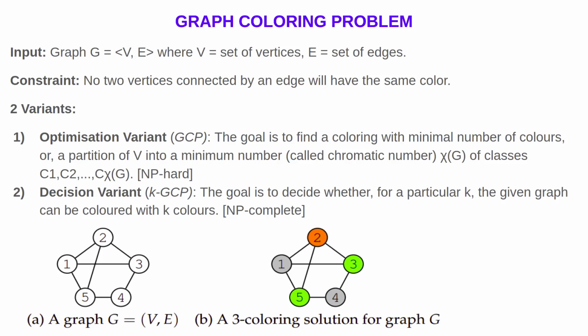The second variant is the decision variant, which is popularly known as the KGCP problem, and here the goal is to decide whether for a particular number k the given graph can be colored with k colors. This variant is NP-complete. And as you can see below, we have an undirected graph G, and there is a 3-coloring solution for the graph G.